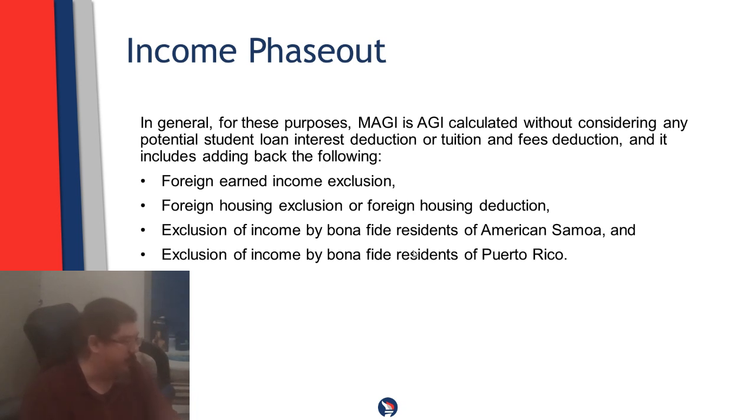Modified adjusted gross income is that term that changes meaning based on the context. In this context, it means your adjusted gross income, but you have to add back in some income that would normally be exempt from tax, which in this case is only about foreign income that you can exclude from tax.